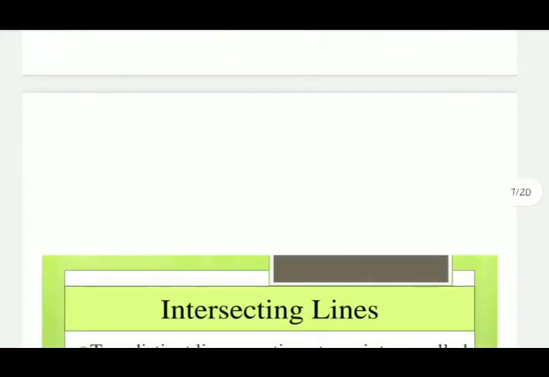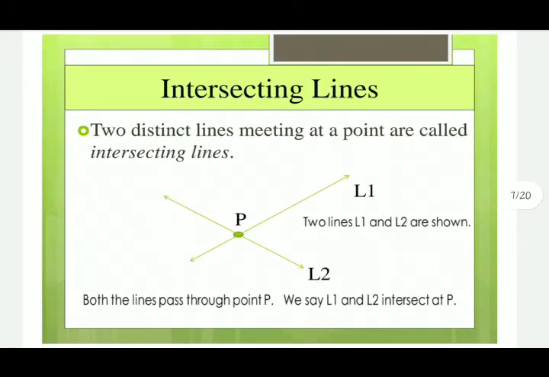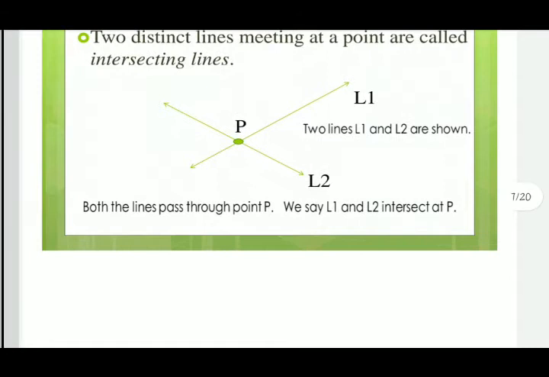Now next is intersecting lines. Two distinct lines meeting at a point are called intersecting lines. Here you can see lines L1 and L2 are intersecting at one point, means meeting at only one point. That point is called the intersecting point and that is point P over here. You can see two distinct lines means two different lines should be there.